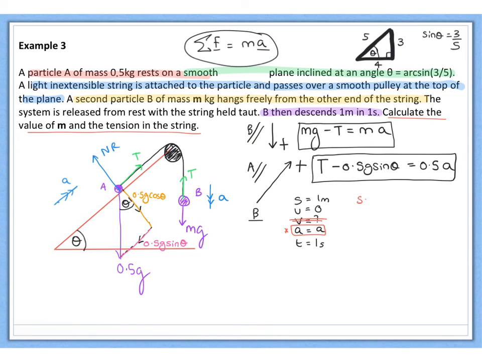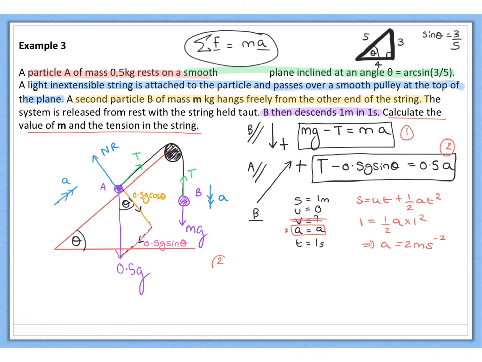So we can make use of s equals ut plus a half at squared. 1 is equal to a half a multiplied by 1 squared, which simply gives us a equals 2 metres per second squared. This then allows us to calculate T and then to calculate m. So if I label this as equation 1 and equation 2, let's see what we can then work out.